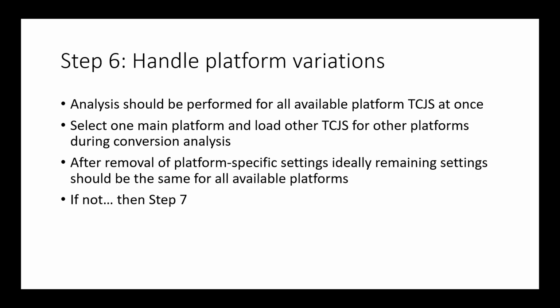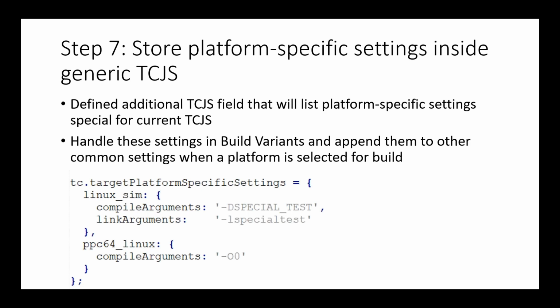For example, after you have removed all include paths which are specific for different target platforms, then out of 4 platforms you have received a list of inclusion paths, and all these 4 lists are the same, because only common settings, specific not for the platform but for the current project, remain. But what to do if not? Because we're not in an ideal world, and sometimes this does not happen. Then we are moving to step number 7.